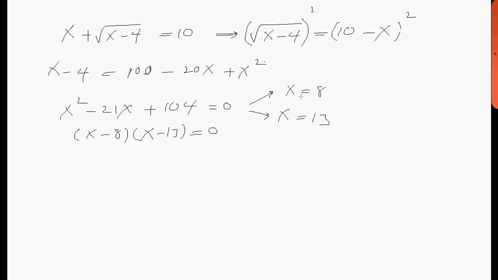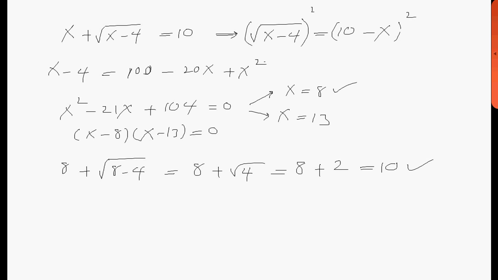If I plug in 8 into the original equation, I get 8 plus radical 8 minus 4, that is 8 plus radical 4, that is 8 plus 2, which is 10. So that's okay. This one is accepted.